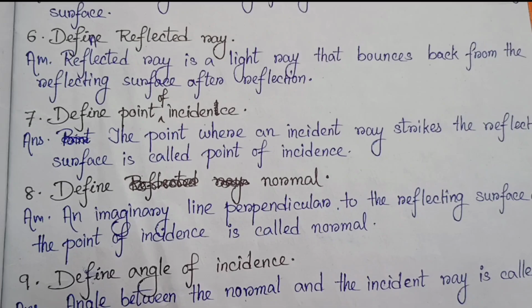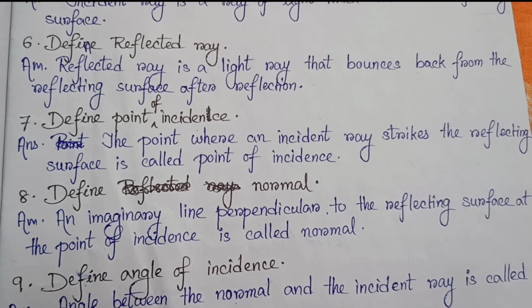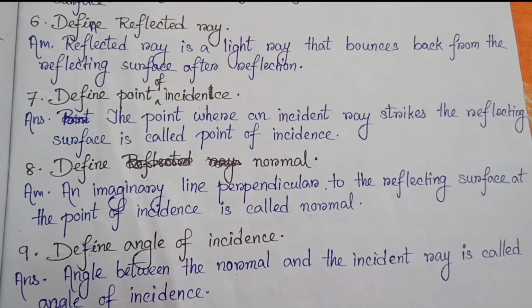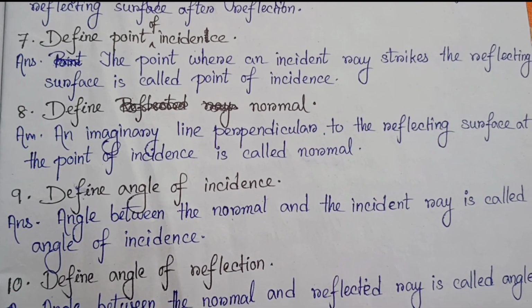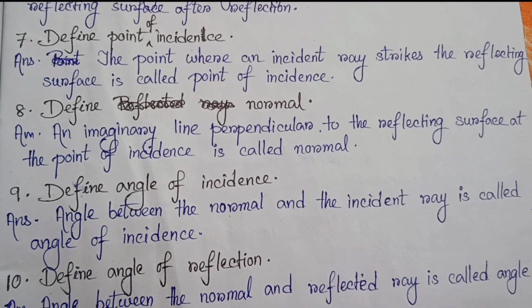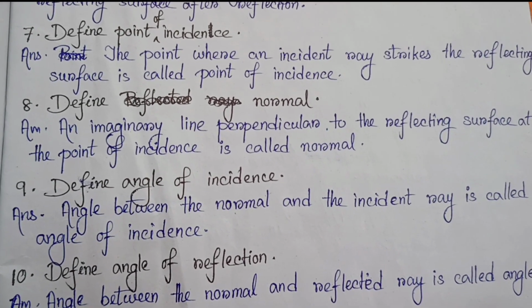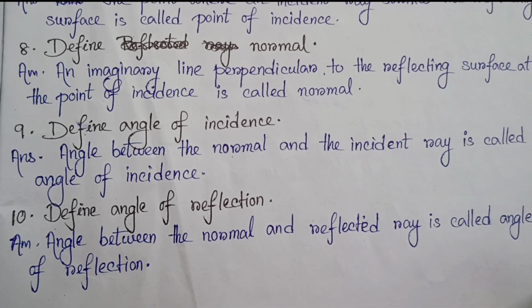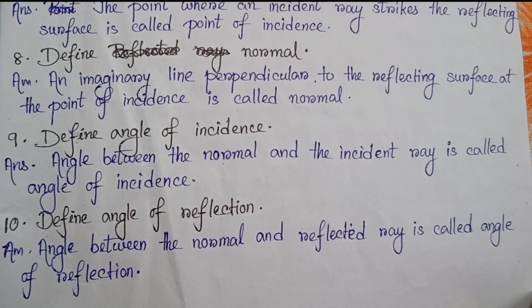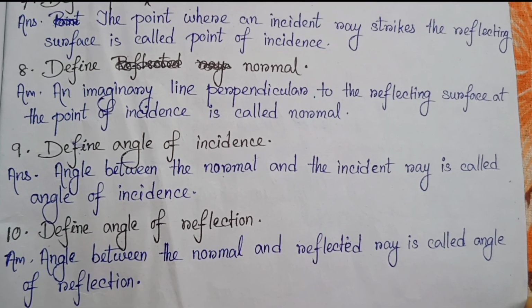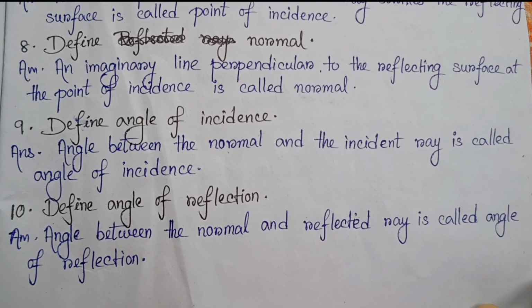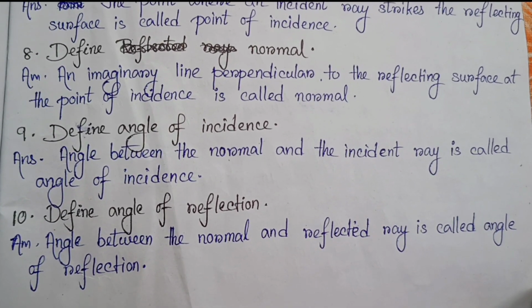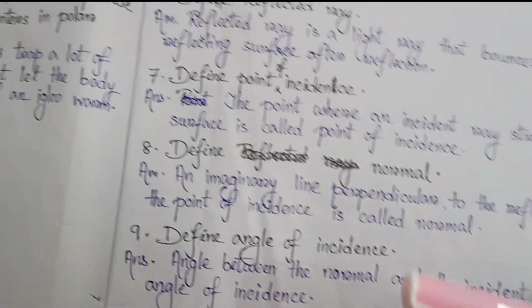Number 7. Define point of incidence. The point where an incident ray strikes the reflecting surface is called point of incidence. Number 8. Define normal. An imaginary line perpendicular to the reflecting surface at the point of incidence is called normal. Number 9. Define angle of incidence. Angle between the normal and the incident ray is called angle of incidence. Number 10. Define angle of reflection. Angle between the normal and reflected ray is called angle of reflection.